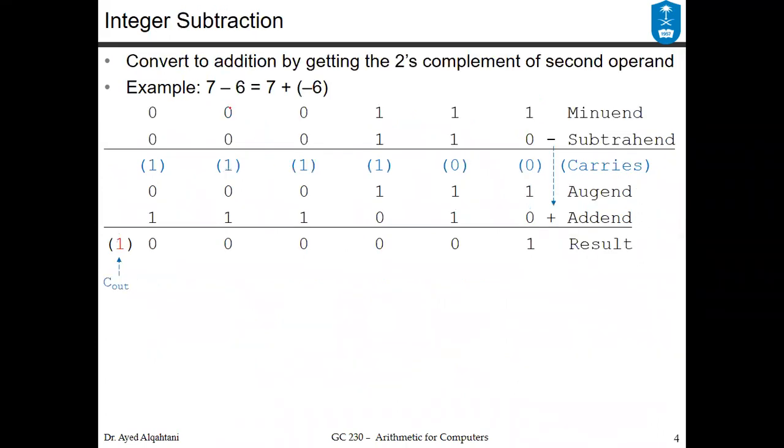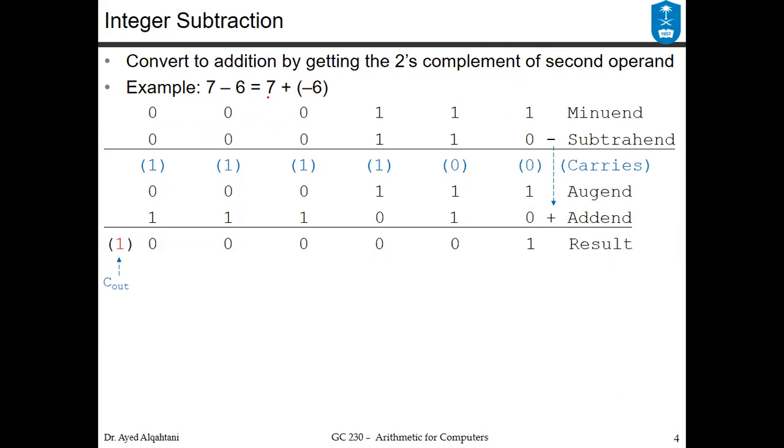Now, moving to the integer subtraction, there are so many details about the subtraction, and surely you studied this before in the logic design course. But as a conclusion, we convert the subtraction to addition by getting the 2's complement of the second operand. This is an example. If it is 7 minus 6, the subtraction will be converted to addition, and the sign of the number 6 would be -6.